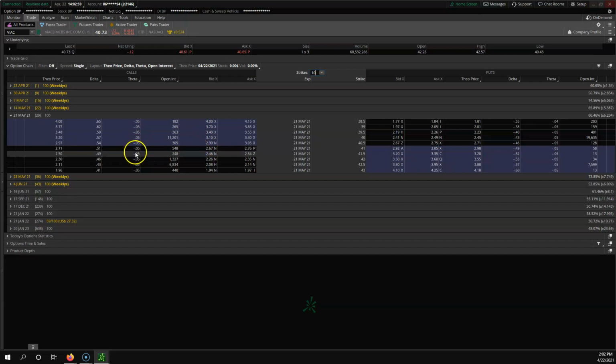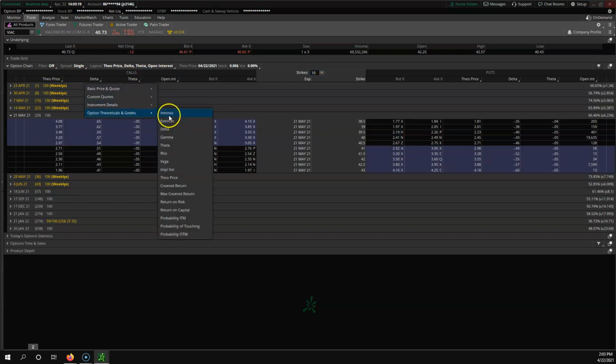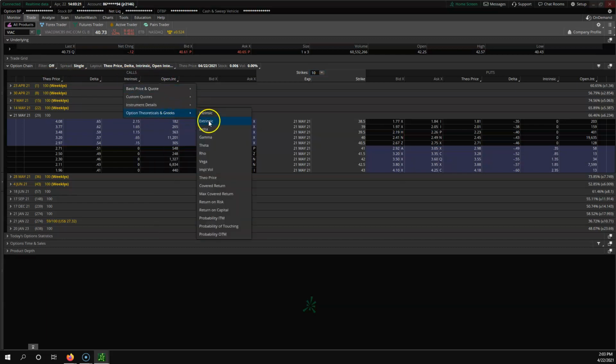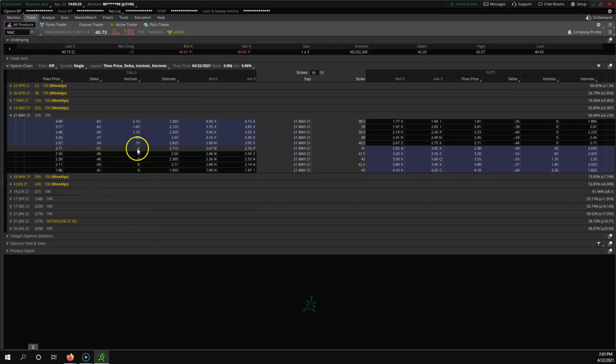Okay, so remember, theta is only affected by extrinsic value, not intrinsic value, right? Intrinsic is something we'll go over later on. Well, let's go over extrinsic and intrinsic real quick. So let's take a look at intrinsic value and extrinsic value.